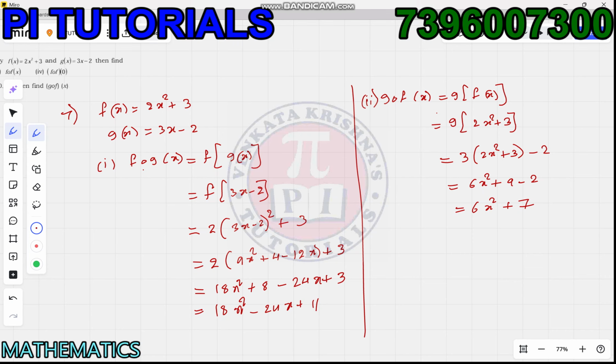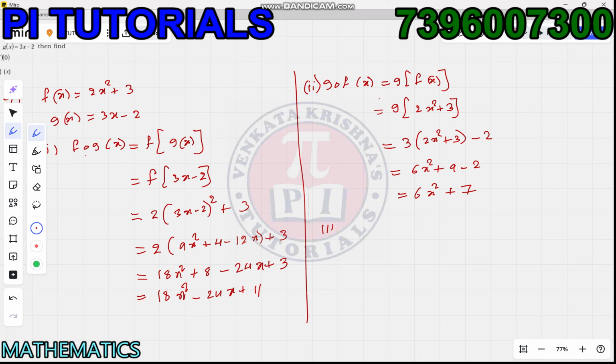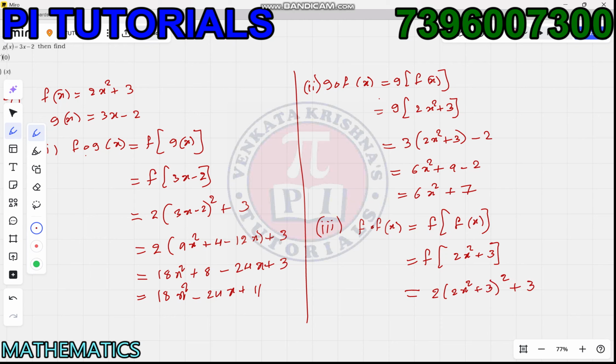Next, there is one more question, the third question. f circle f of x is given. This can also be written as f of f of x. That is equal to f of 2x square plus 3. Now 2x square plus 3 you need to substitute in the function f. So 2 into (2x square plus 3) whole square plus 3.